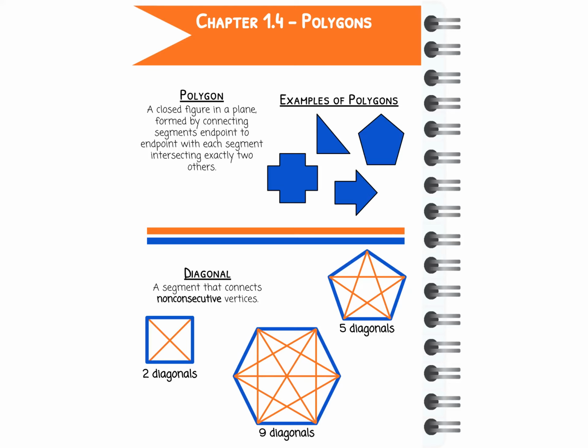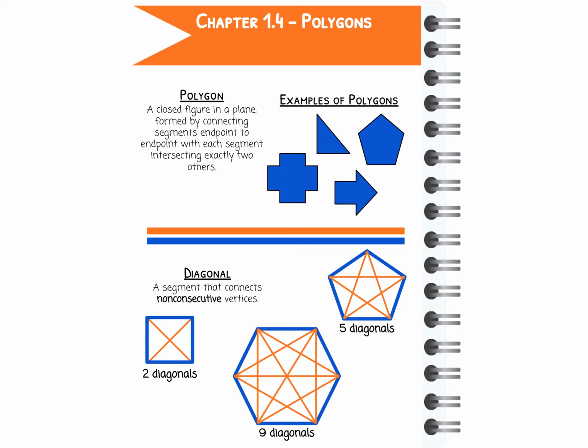So today we're going to talk about polygons. We're going to talk about some properties on them, different types. But first we're going to start with the basic definition. So a polygon is a closed figure in a plane. It's formed by connecting segments endpoint to endpoint with each segment intersecting exactly two others.